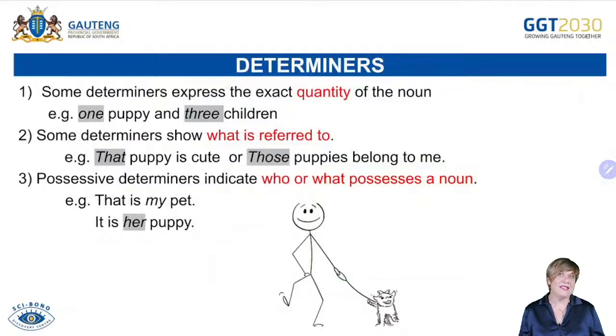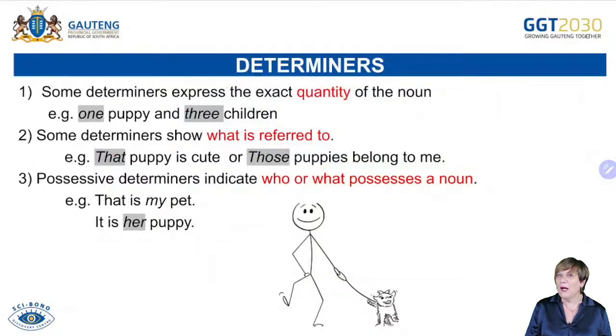Now, there are other determiners, just to make you aware of them, so just be careful. Some might express a quantity of a noun. In other words, we have one puppy or three children. So that's also called a determiner.